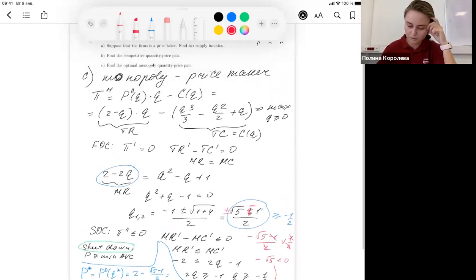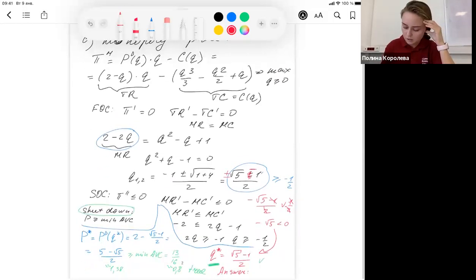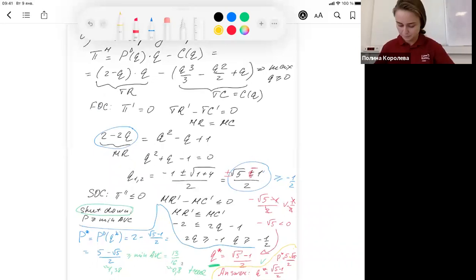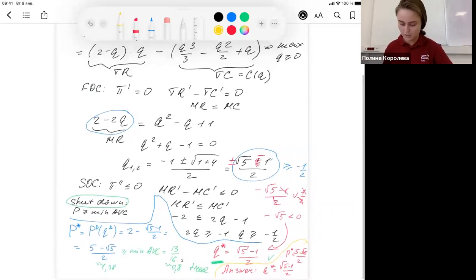So this is true. So we're ready to write down the answer for monopolist. For monopolist, quantity is square root of 5 minus 1 over 2. Price is 5 minus square root of 5 over 2. This is the answer for this task. Guys, please, questions about this task?